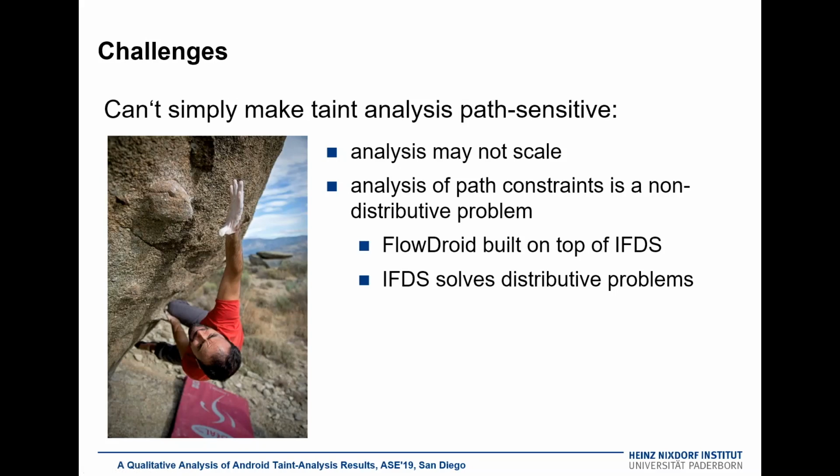However, there were some challenges to achieve our research goal. We couldn't simply extend the underlying taint analysis of FlowDroid to make it path sensitive, since this would bring a scalability challenge for real-world applications, so FlowDroid may not scale. In addition, analysis of path constraints is actually a non-distributive problem, because the execution of a branch may simultaneously depend on two or more values. Moreover, FlowDroid was built on top of the IFDS framework, which only solves distributive problems.